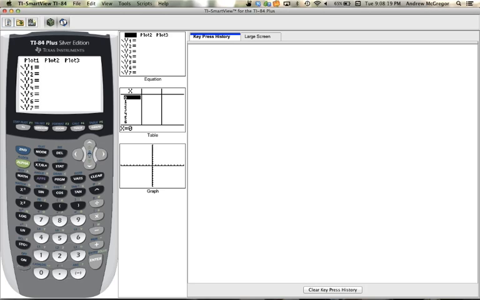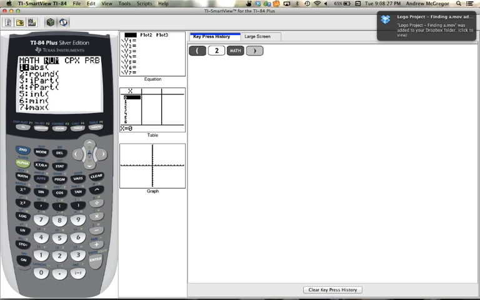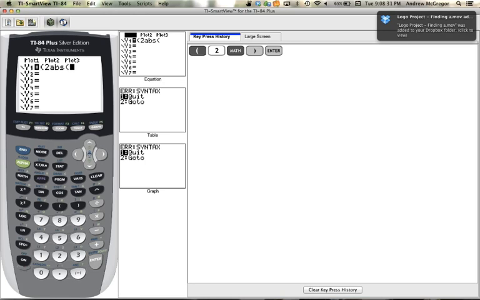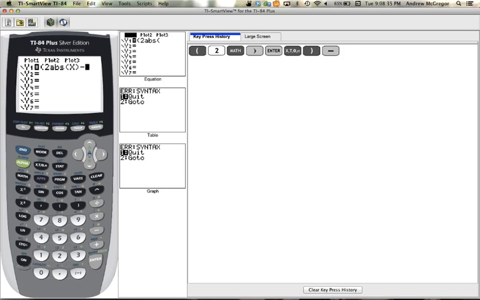typing in parentheses. We're going to do parentheses first. Then we're going to do 2. We're going to type our function. Math. We're going to go over to absolute value of x minus 3. So this gives me the absolute value function with a vertical stretch of 2 and a vertical shift of 3.